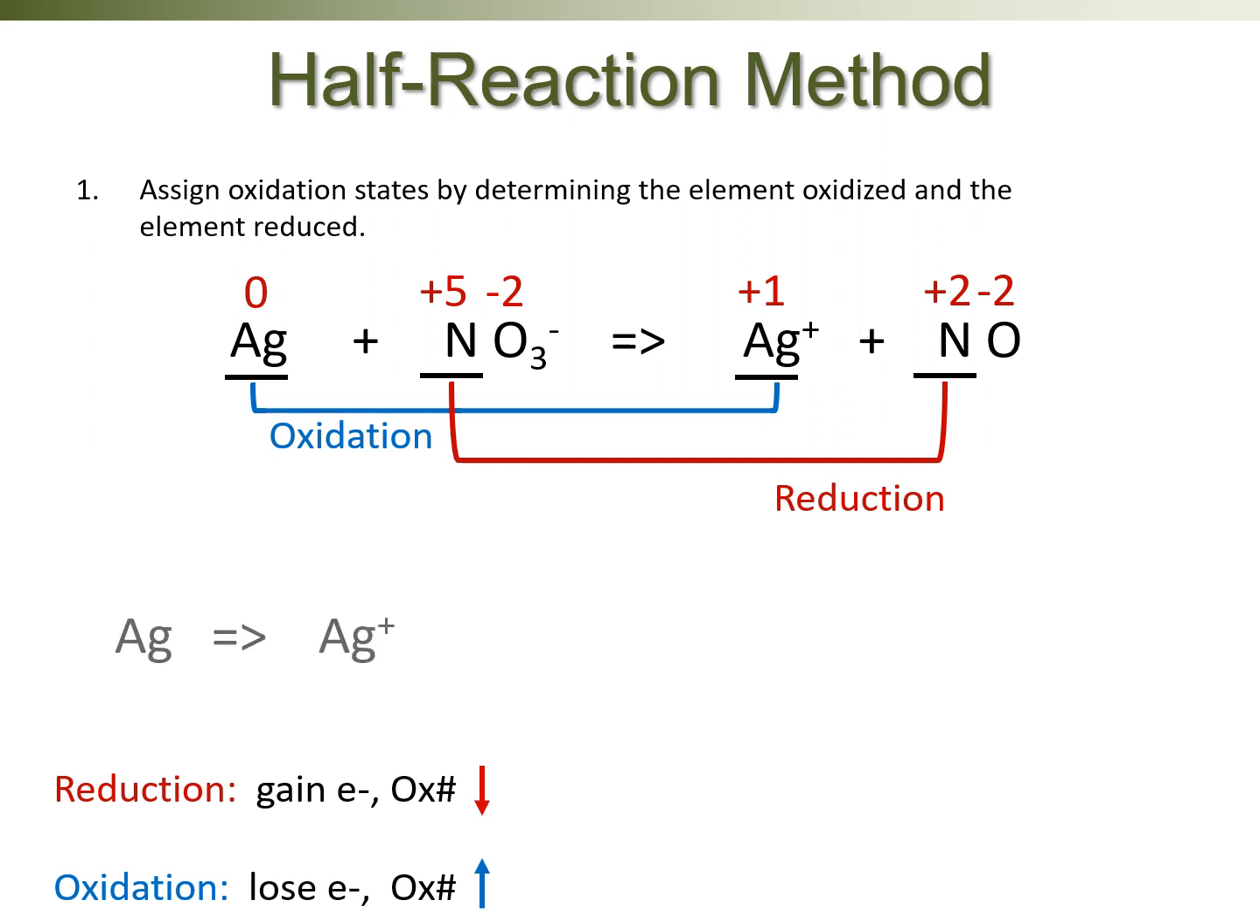So we have an oxidation reaction involving silver, and we have a reduction reaction involving our nitrate ion going to nitrogen monoxide. Now we're going to balance each one of these half reactions separately, and it takes 2 steps to do that. So let's get started with that.